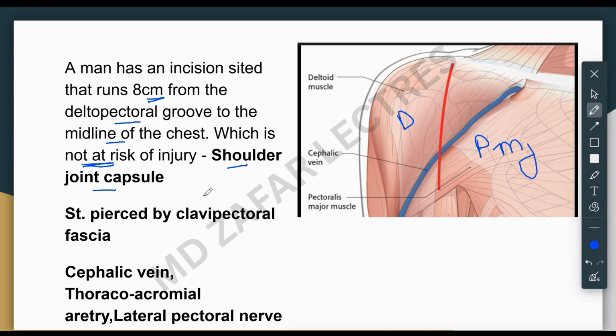So the structures pierced by the clavipectoral fascia, this is very important, so I have added this over here, are the cephalic vein, thoracoacromial artery, and the lateral pectoral nerve. This is highly tested in the form of MCQs, that is, which structures are pierced by the clavipectoral fascia.